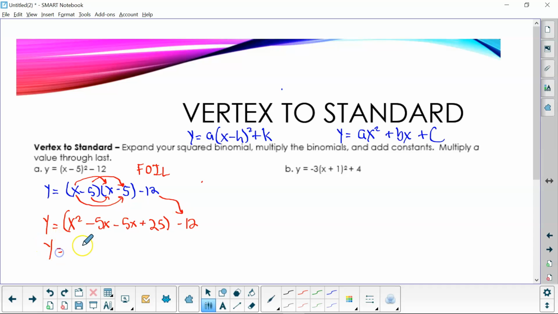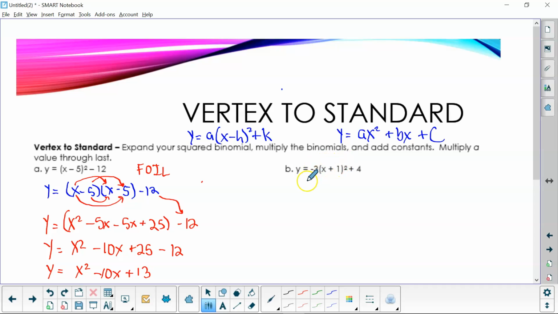Simplifying this, I get y equals x squared. Negative 5x and negative 5x is negative 10x, plus 25 minus the 12. And for my final answer, I end up with y equals x squared minus 10x plus 25 minus 12 is 13. And there's my final answer.